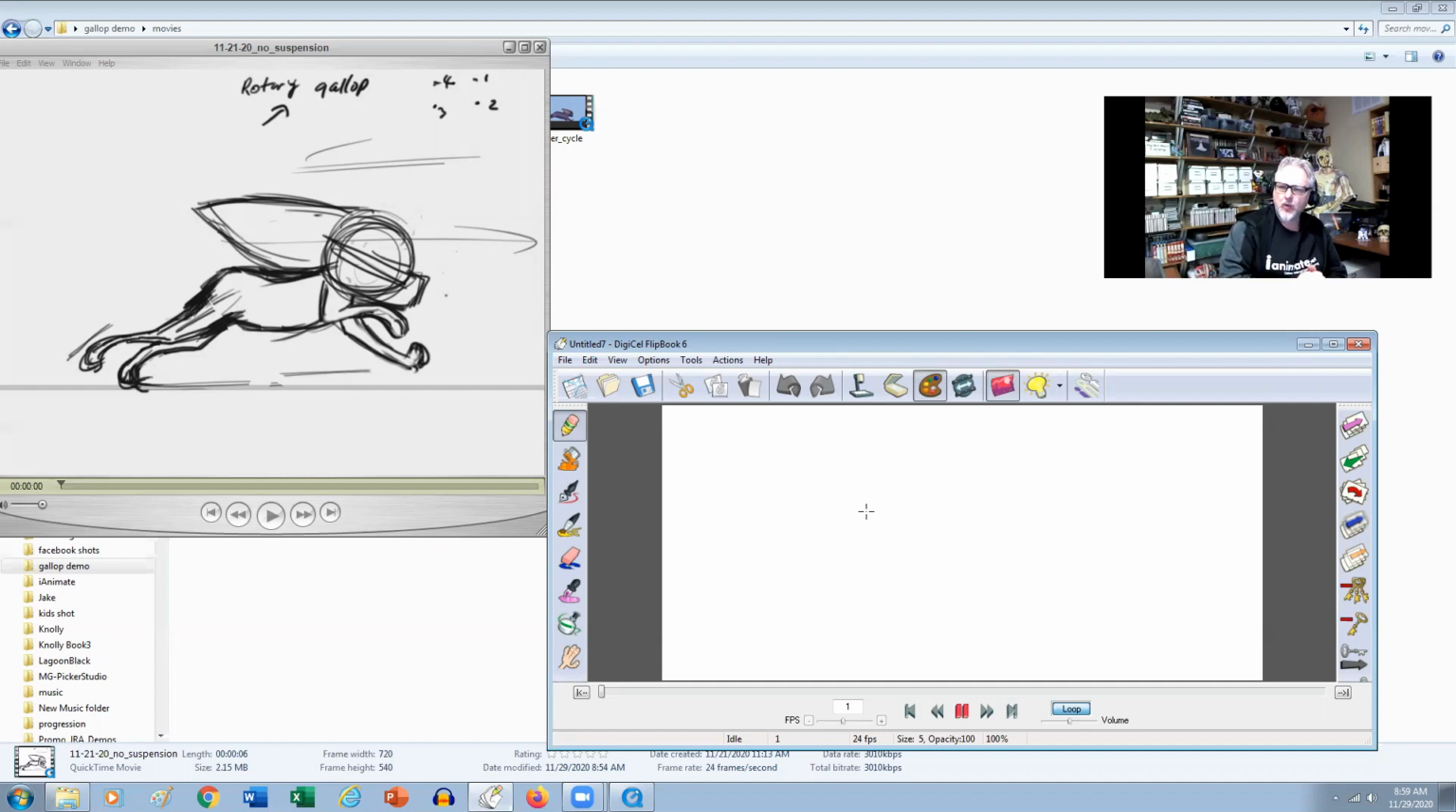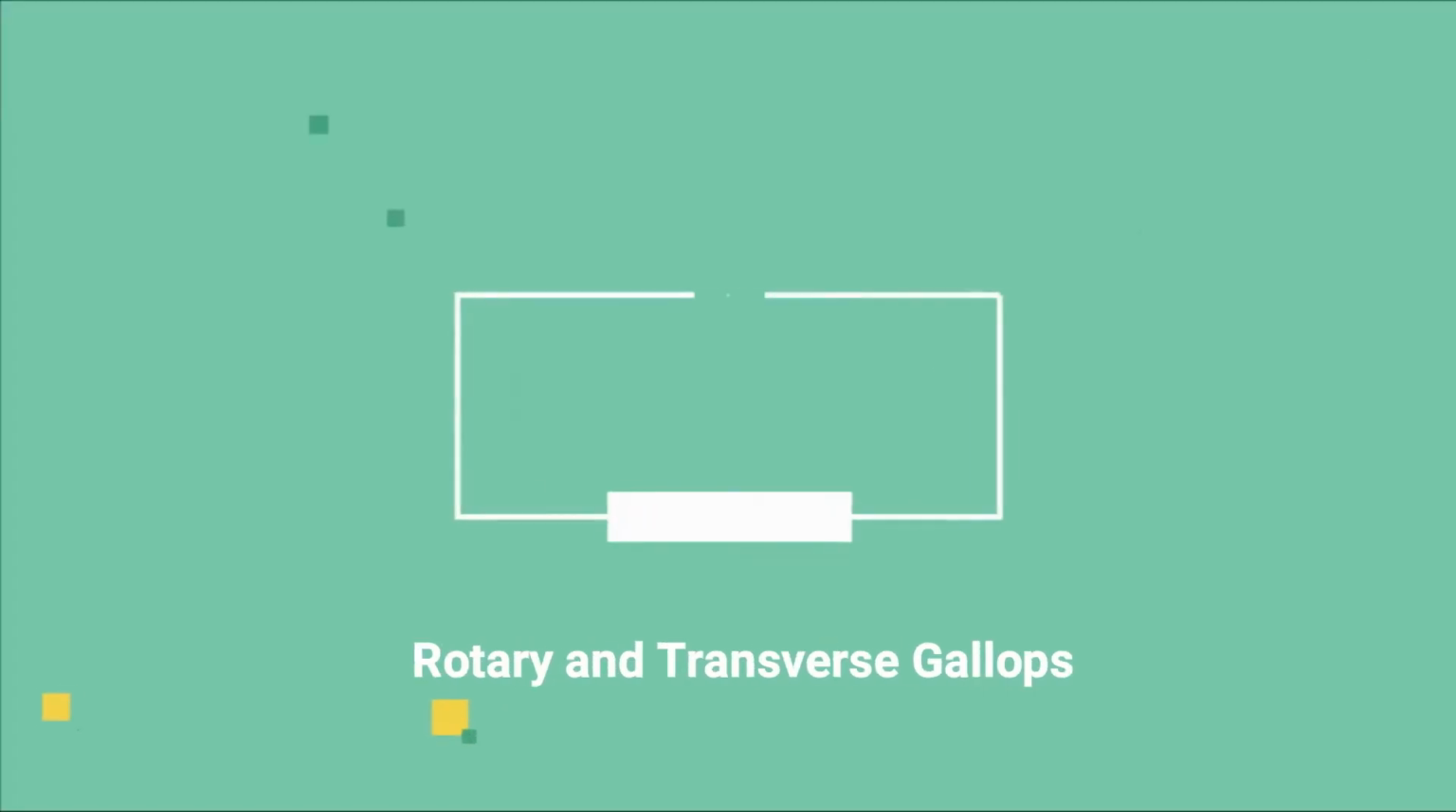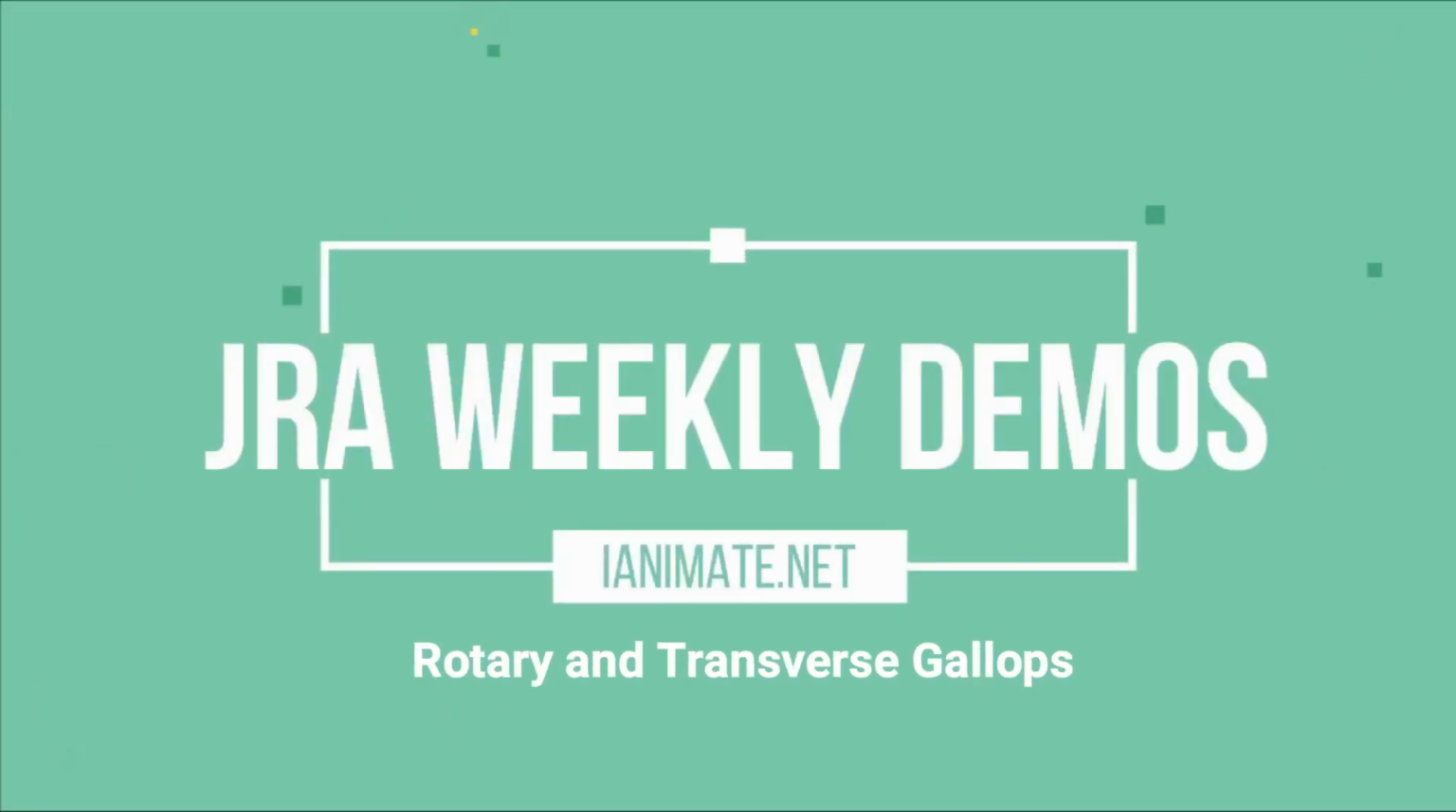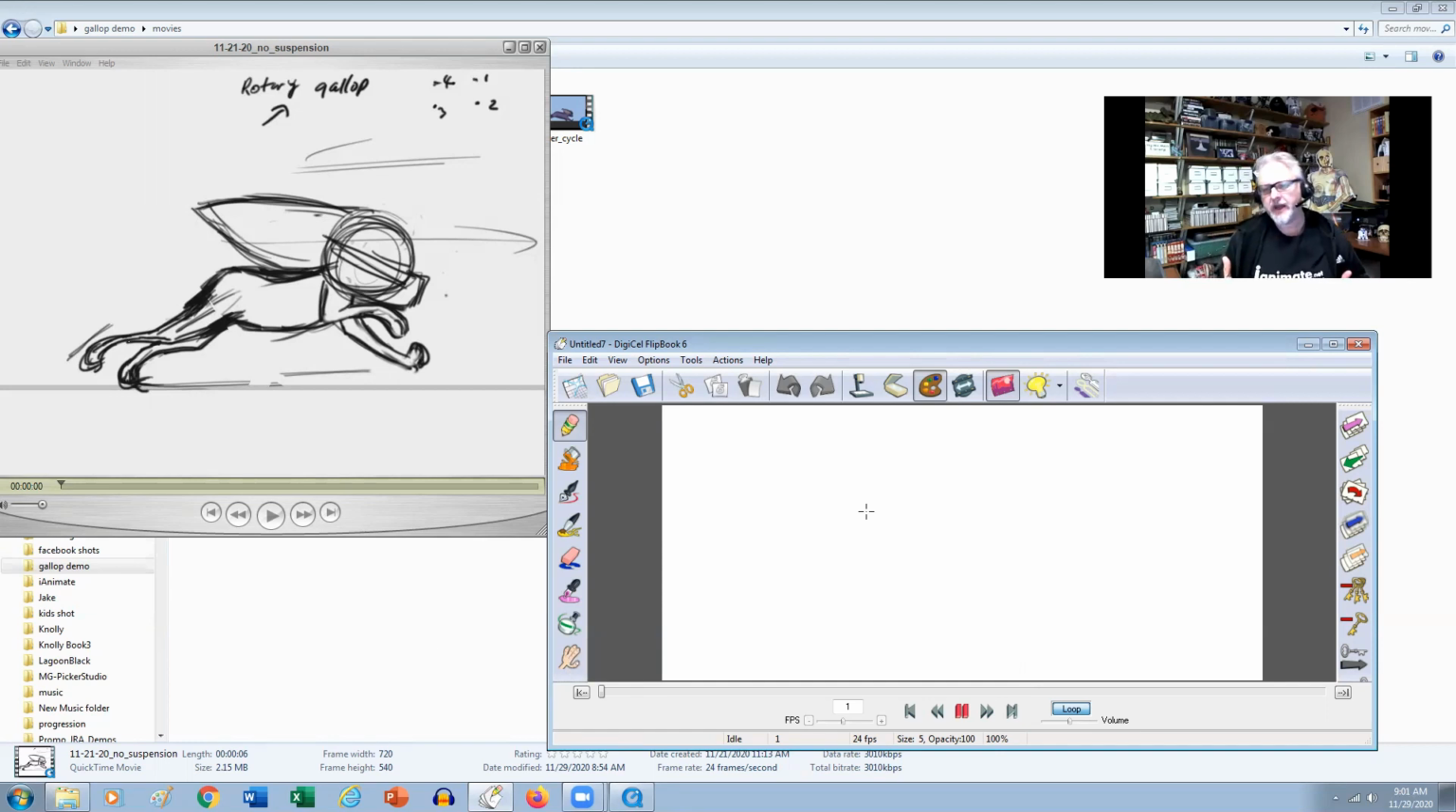In today's snippet, we are going to talk about rotary gallops and transverse gallops. So when I'm approaching animating an actual gallop gait for an animal, I ask myself a few different kinds of questions. Does the character have a flexible spine? Or is it more of a straight-backed animal like a horse or a zebra or a giraffe? Because certain types of animals will have a certain type of gallop gait, right? So there's a rotary gait and then there's a transverse type gait. Let's talk about some of that.